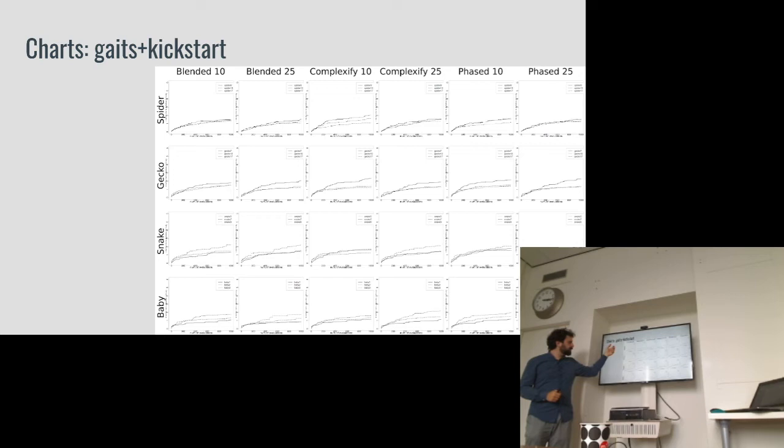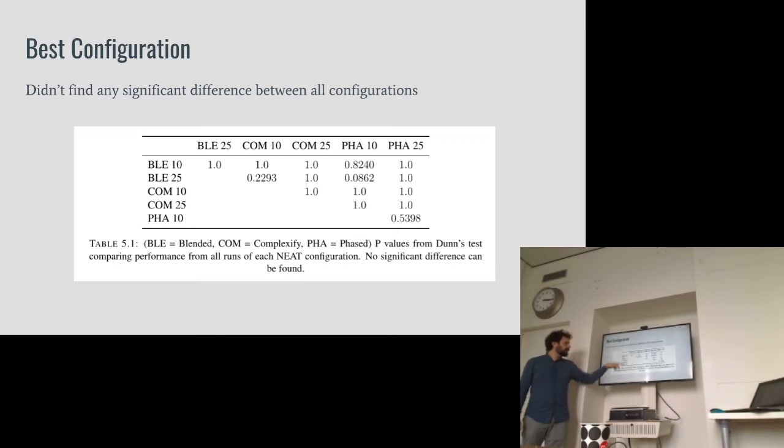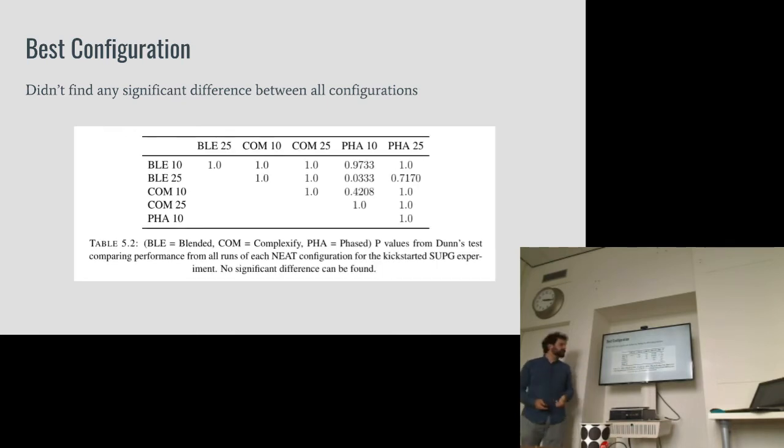The lines are the different types of robots, so there's not too much difference between them. And the columns are different configurations, but I don't want to focus too much because I tried different configurations of NEAT and none of them were different. So I just chose one, which was phased 10. And 10 is the population size and phased is the type. And these are the statistical tests. None of them are really different from each other. Just choose randomly.